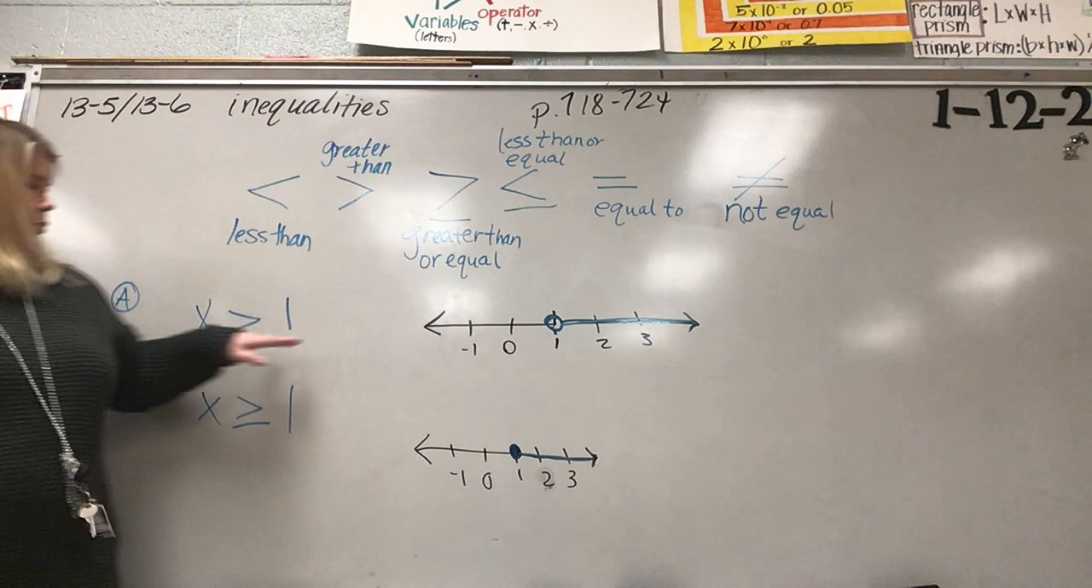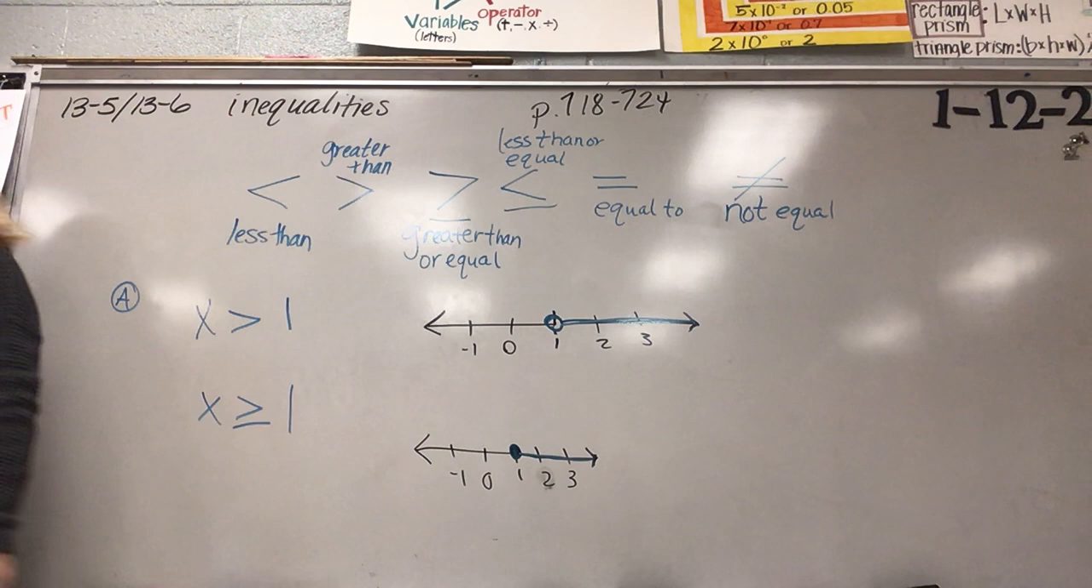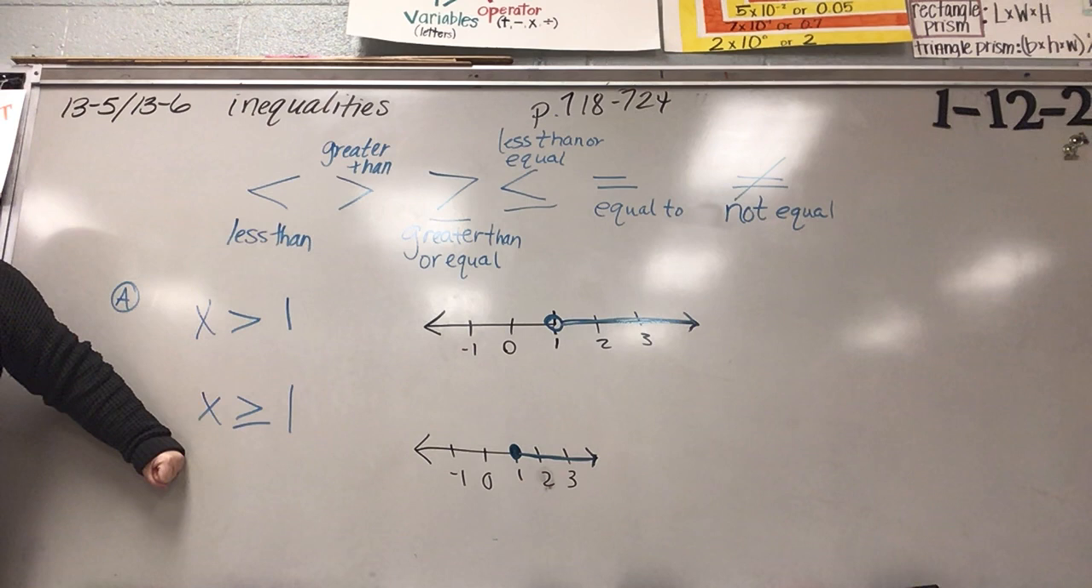Could x is greater than 1 be 1? No. It can be around 1, but it can't be 1. Good. Okay, so that's going to be real hard to remember. Line equals dot.